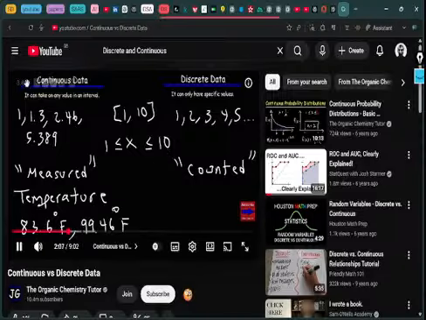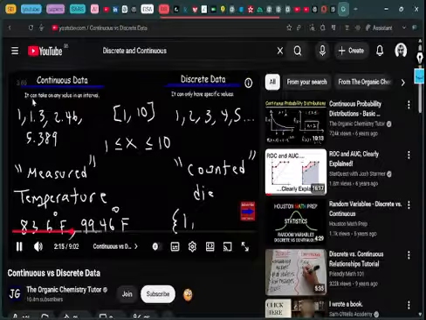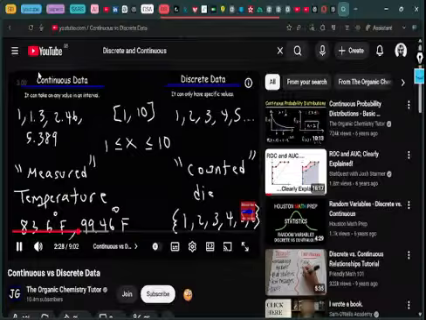On the right side, let's say if you're rolling a 6-sided die, the only numbers that you can get are discrete values, 1, 2, 3, 4, 5, or 6. If you roll a 6-sided die, you can't get 2.37 or 4.6, because it can only take on specific values. And so that's a very simple way to distinguish continuous data from discrete data.